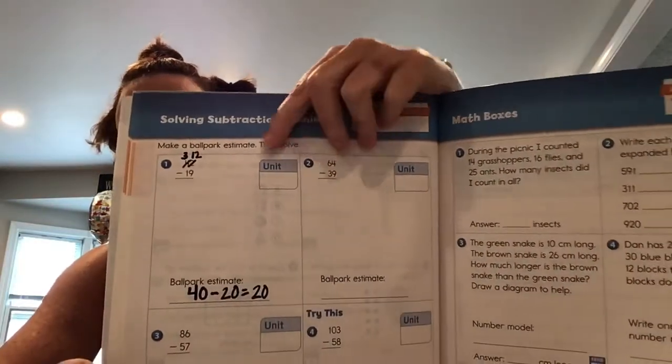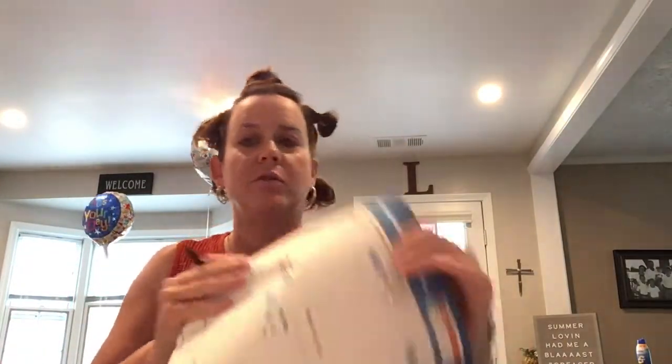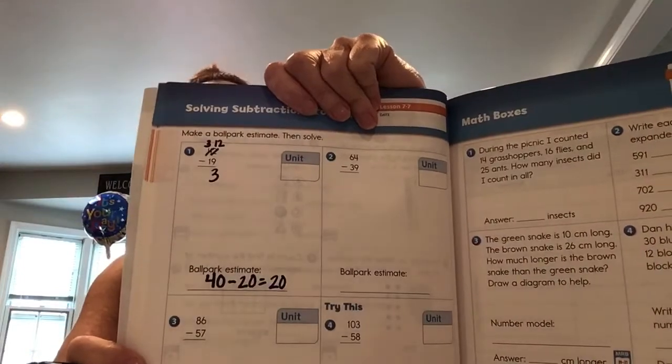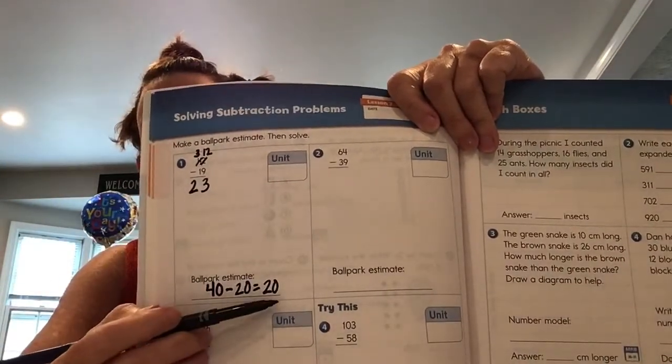So I had 2 ones, and then I added to it the 10 ones, so 2 plus 10 is 12. So above that, I'm going to write a 12. Now I can do 12 minus 9, which is 3, and I can do 3 minus 1, which is 2. So my answer is 23. That's pretty close to my estimate, which is 20, so I know I'm right.